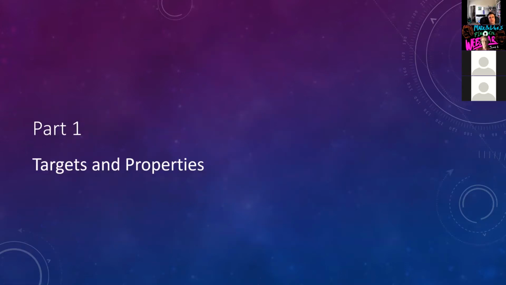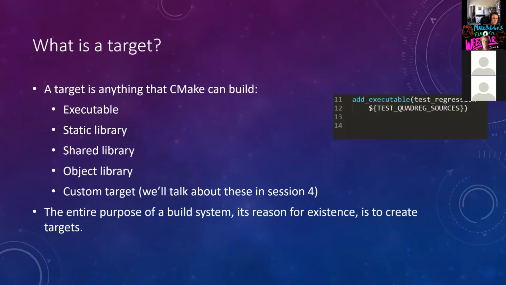So part one, we're going to be talking about targets and properties, two very important concepts to know about CMake. So what is a target? A target is anything that CMake can build. It could be an executable, static library, shared library, object library, or a custom target.